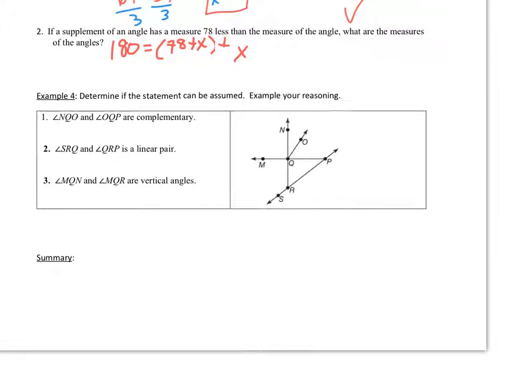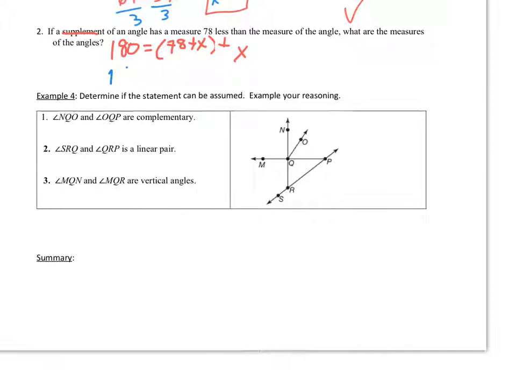Okay, so if the supplement of an angle measure, so we know that supplement's going to tell us that we're going to need to go 180 degrees this time. So the supplement of an angle measure has 78 less than the measure of the angle. What are the measures of the angles? So I set my algebraic equation up like this, and then I'm going to need to solve for x.